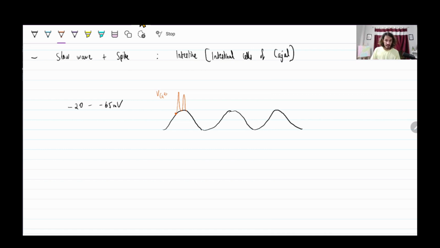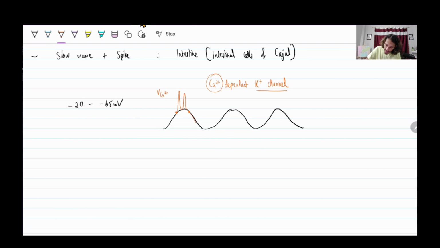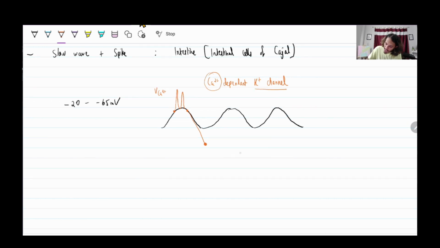Once calcium is coming in, that will activate another channel, your calcium dependent potassium channel. So the potassium channel just got opened because calcium came in. That potassium channel will result in repolarization. But while repolarizing, it will go into hyperpolarization. What does hyperpolarization do? Hyperpolarization will inactivate your voltage gated calcium channels.